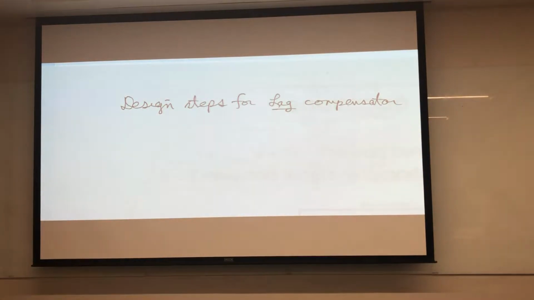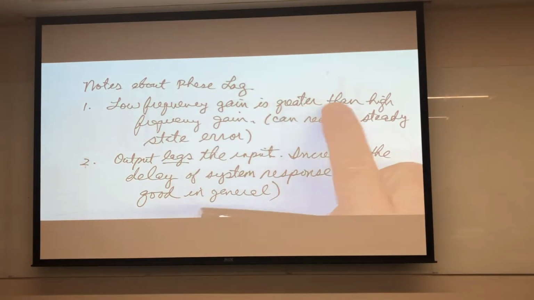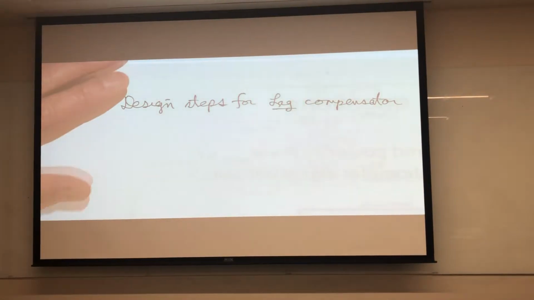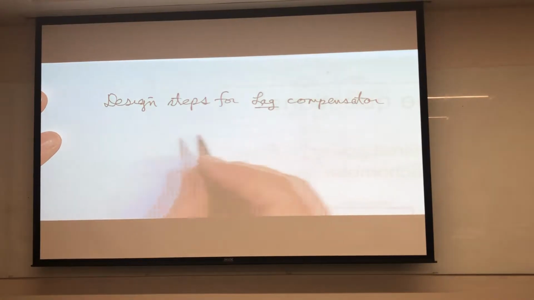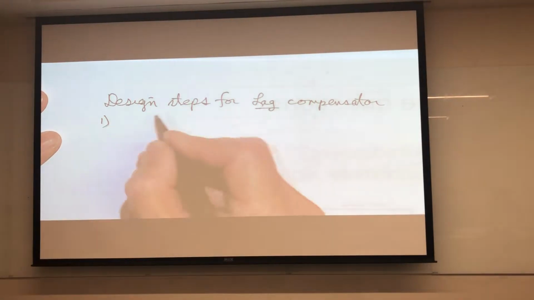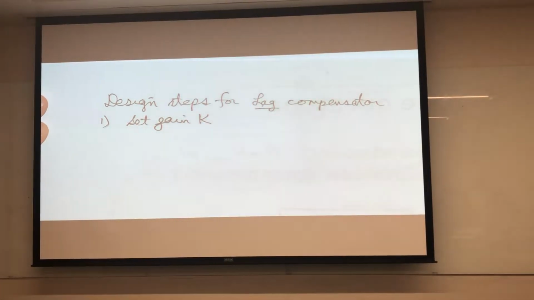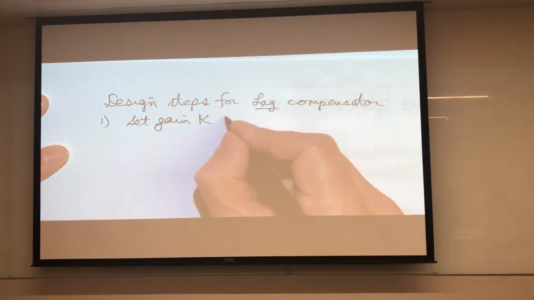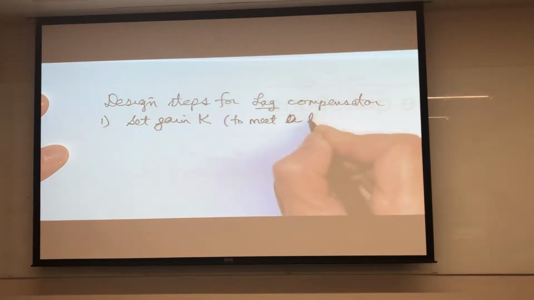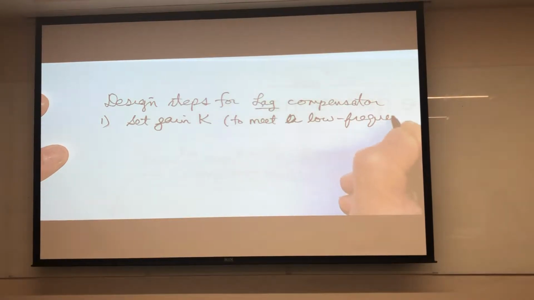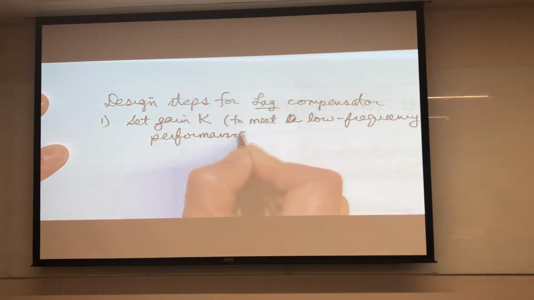Why do we use the lag compensator? We typically use a lag compensator because we're trying to increase the low frequency gain. The low frequency gain is greater than the high frequency gain. So maybe we're trying to improve the steady state behavior, or maybe we're trying to reduce the high frequency noise or something like that. So the first thing we do is we have three parameters to design. The first thing we do is we set gain k. We pick a number for gain k. We usually do this typically to meet a low frequency performance requirement.